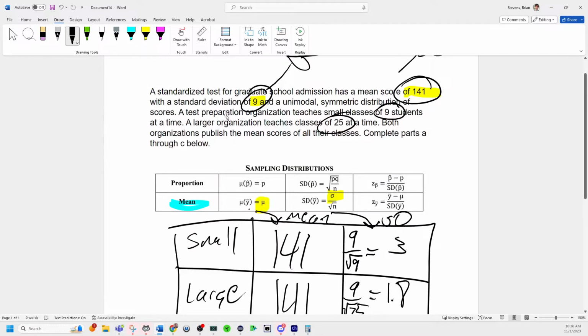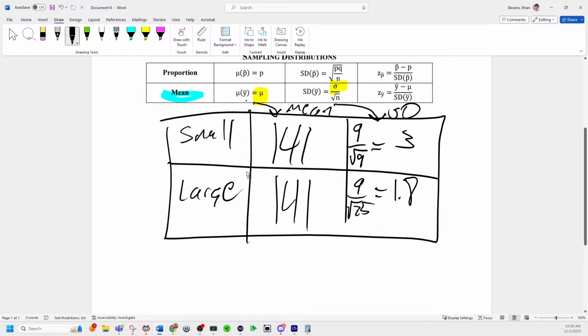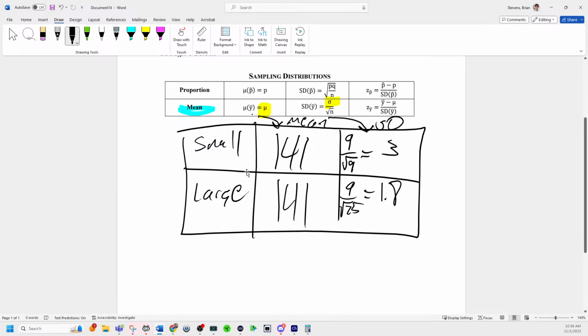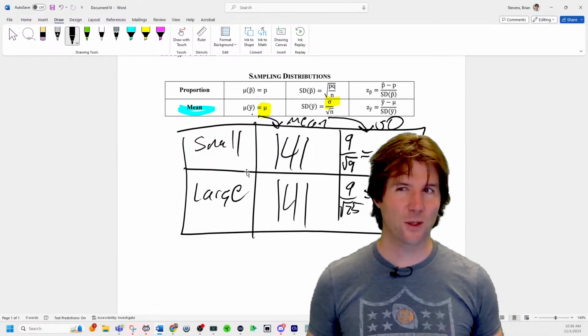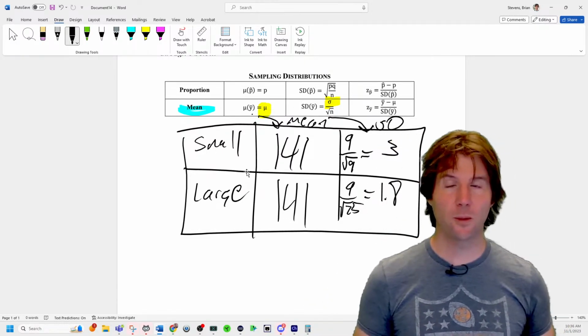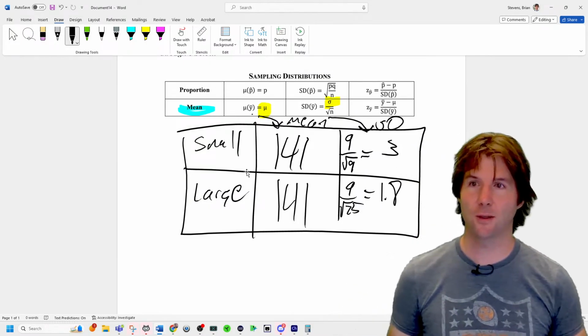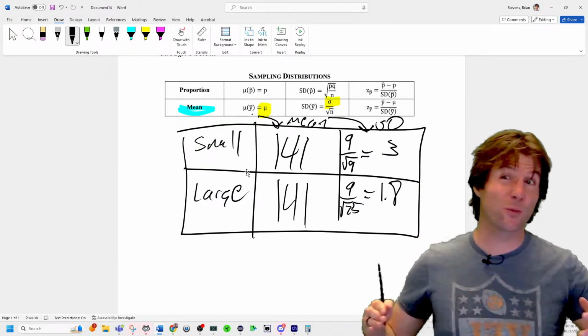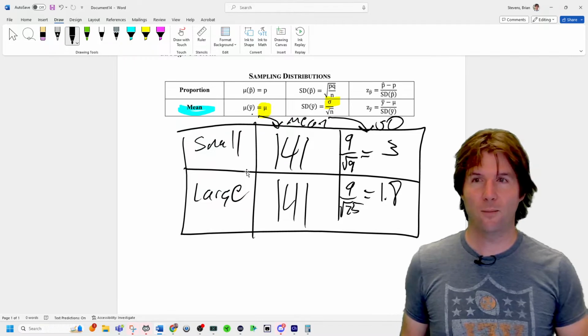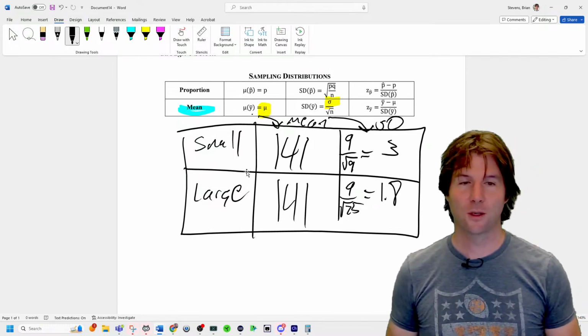So the question goes on to ask if things are unusual. So think about this. Which class has more variation in it? Variation would be measured by the standard deviation. So it would be a bigger spread to the class. Which one will have more variation in the scores?